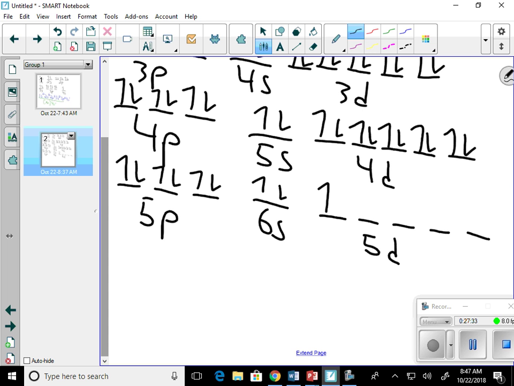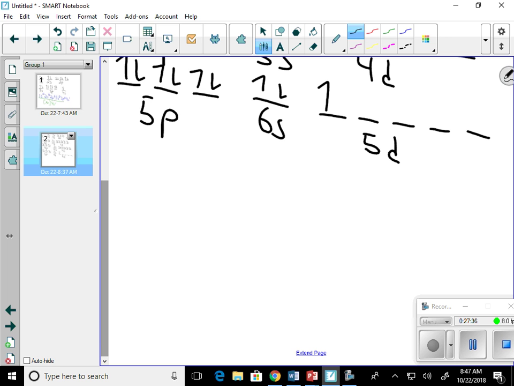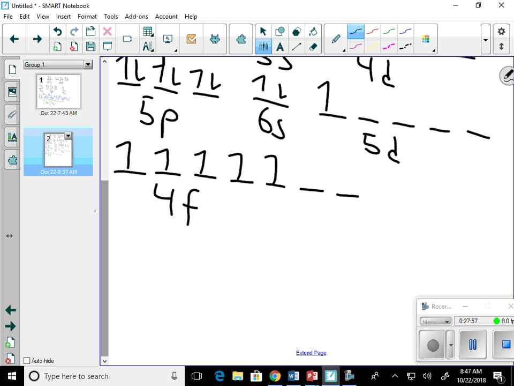So before I can fill in the rest of that 5d, I have to fill in my 4f. The f has 7 suborbitals. 1, 2, 3, 4, 5, 6, 7. So if I have to completely fill the 4f, because I have to go through all those elements, up, up, up, up, up, up, up, down, down, down, down, down. If I were to stop right there, I would have 71 arrows on the board corresponding to element 71 in the periodic table.